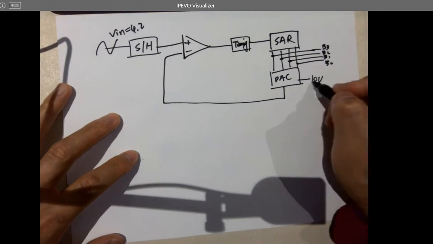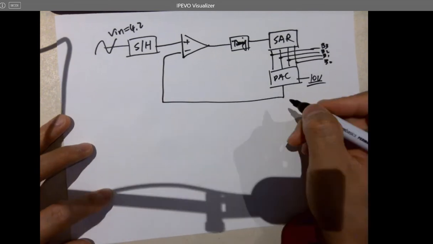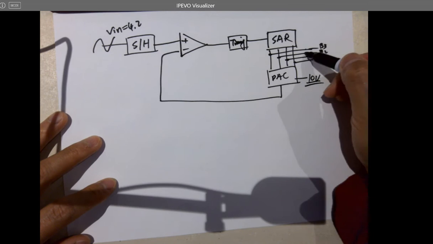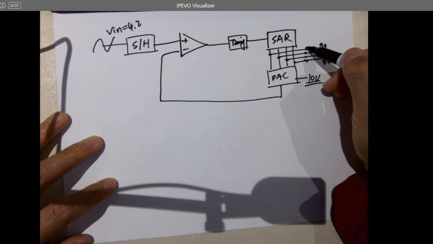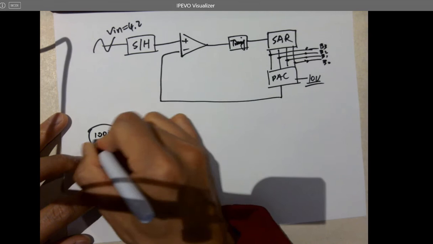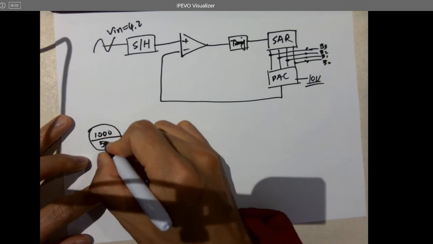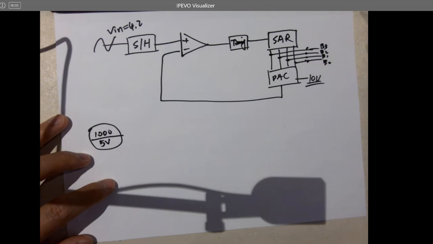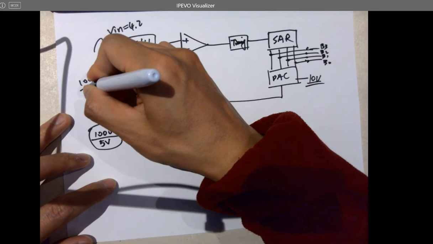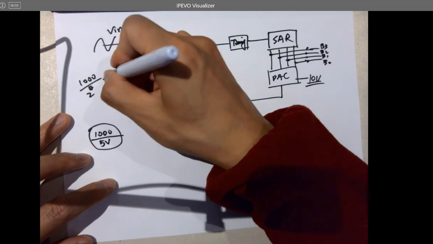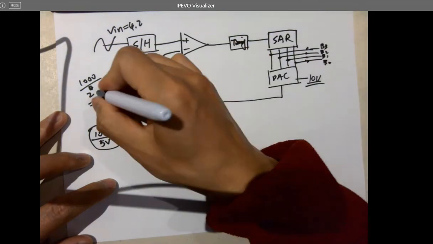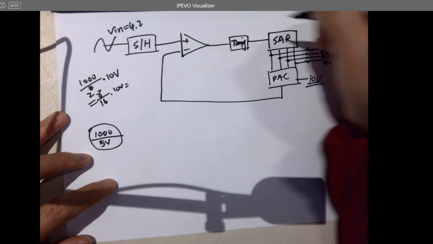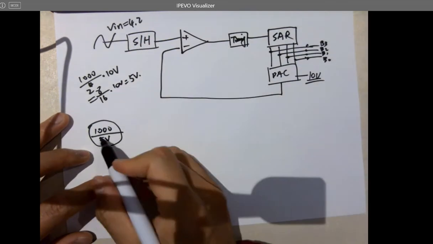So the reference voltage is still 10 volts, okay? So what's the beginning state? What's the first state you want to assign to these? Always 1000. And what is that? 5 volts, right? Wait, is it 5 volts? Total calculated, 1000 over what? 2 to the 4th times 10, 16 times 10. Is that 5 volts? So 1000 is 5 volts.